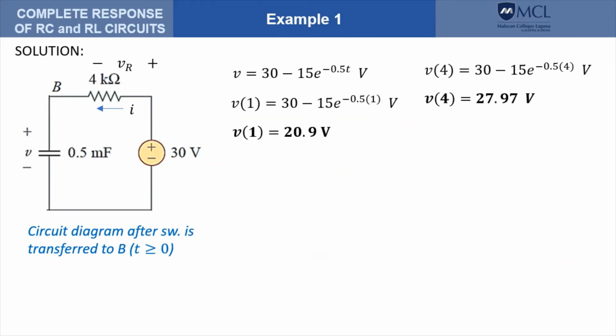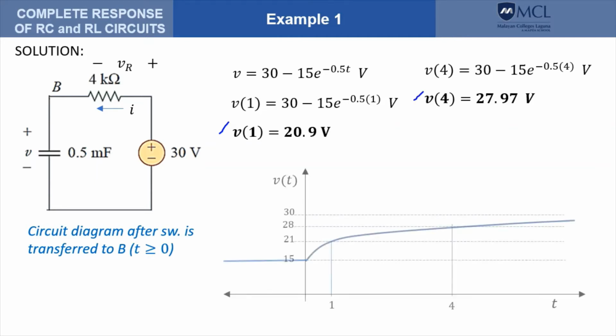Now that we have the equation for the voltage across the capacitor, we can get that voltage at t equals 1 and 4 seconds, and that should give us these values. We can also plot that voltage before and after the switch is transferred. So before the transfer, the voltage is a constant because the circuit is at steady state, and then the switch is transferred at time t equals 0.